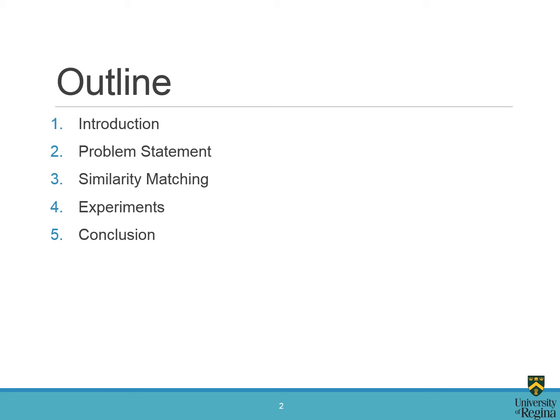The outline of this presentation starts with the introduction. We're going to talk about the motivation and the problem that we're going to solve. Then we have problem statements. We're going to have a few definitions and the preliminaries that are needed for this paper. Then the method that we propose for similarity matching is going to be discussed. Number 4 is the experiments that we have conducted in this paper. And finally, we're going to conclude the presentation.